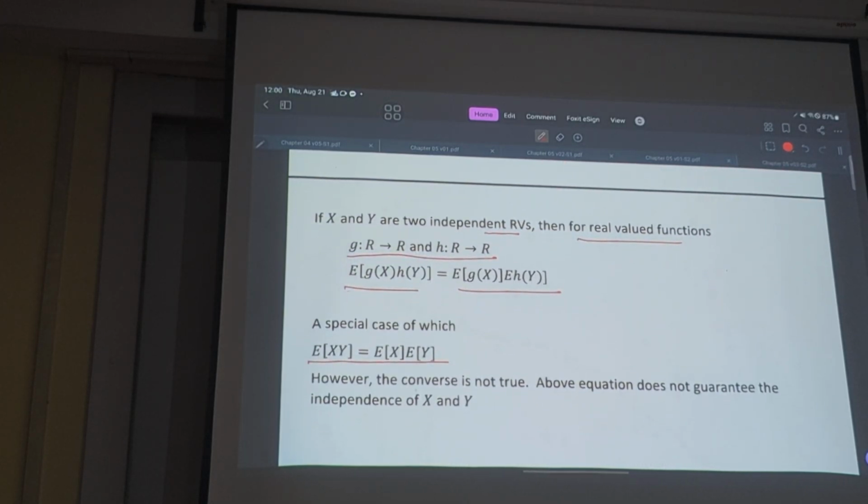However, the converse is not true. Meaning, if two random variables are independent, their expectation of the product is the product of their individual expectations. But for two random variables, if the product of their individual expectations is equal to the expectation of their product, they may not be independent. Is it clear? It works only in one direction. If they are independent, this relation is true. If the relation is true, they may not be independent.